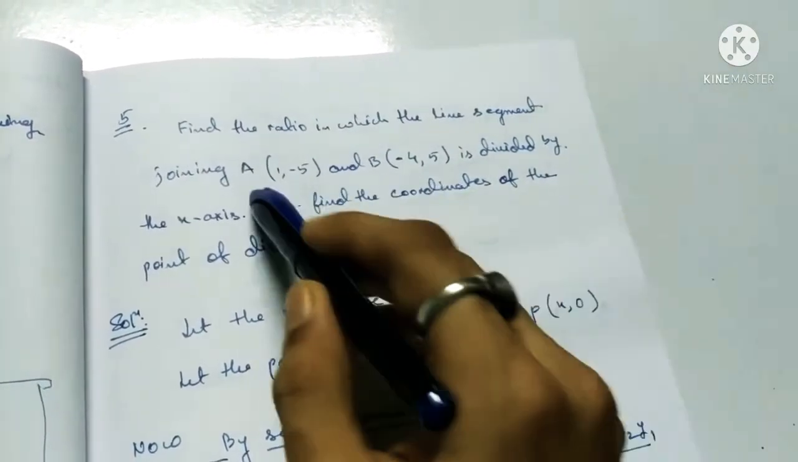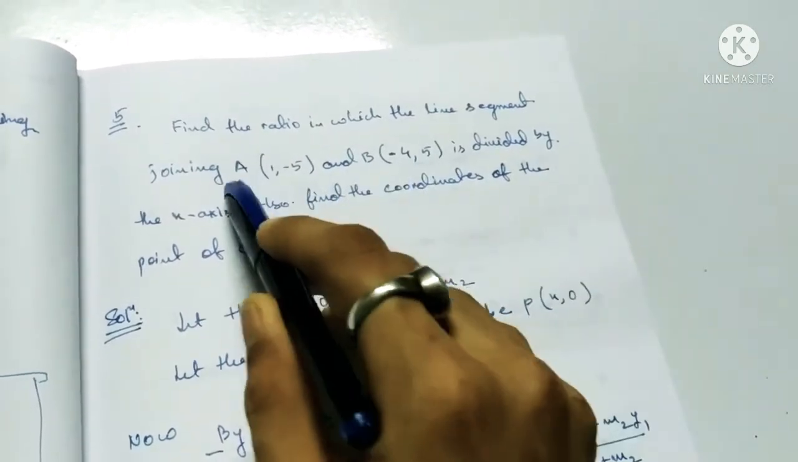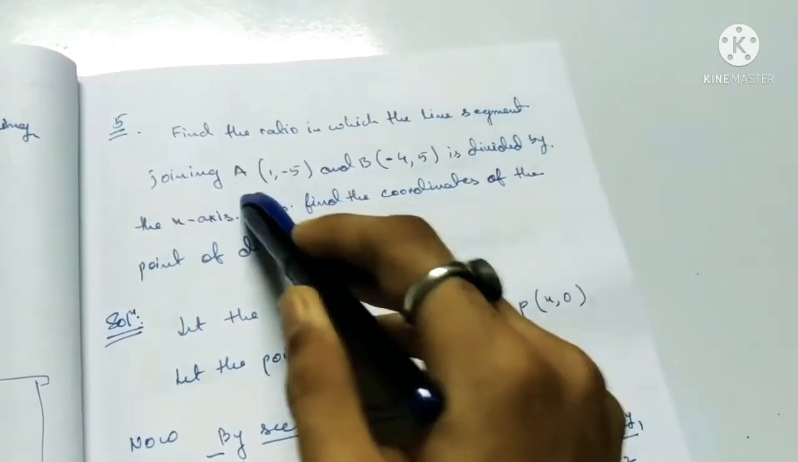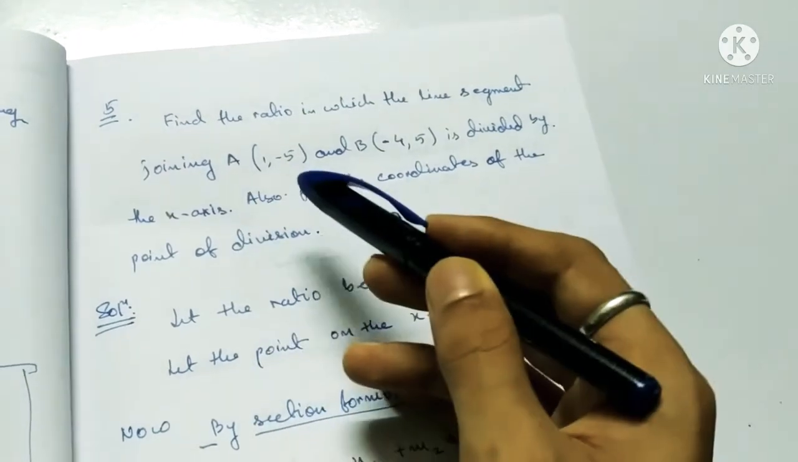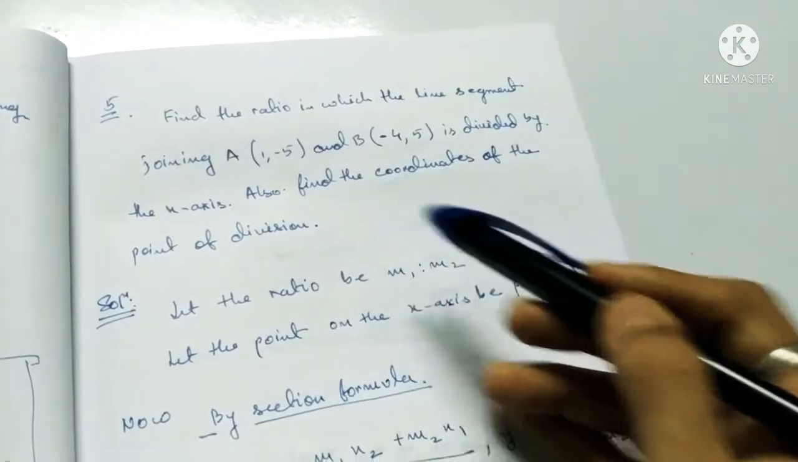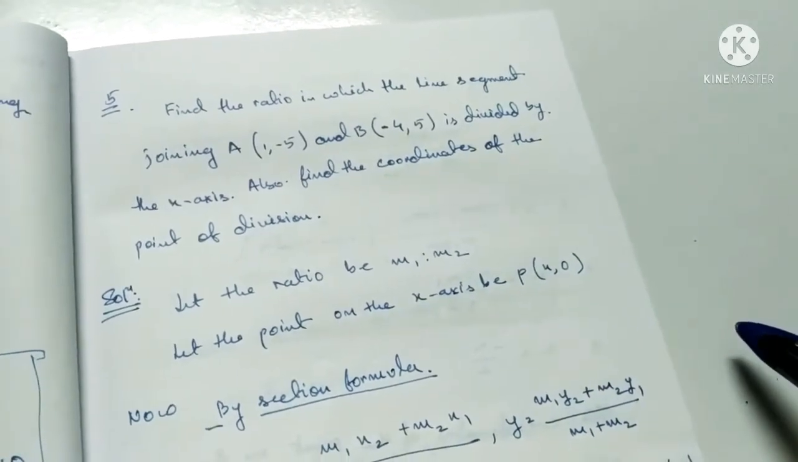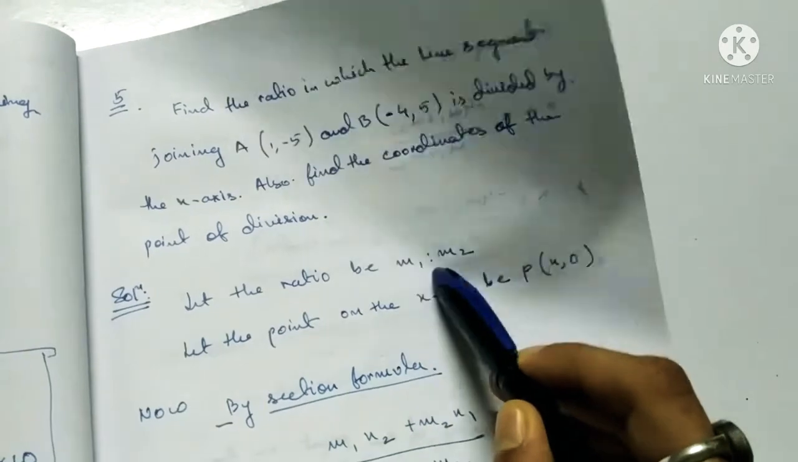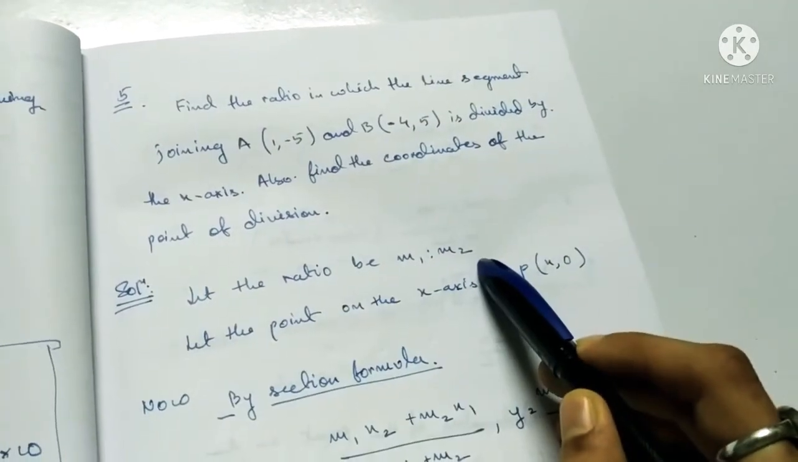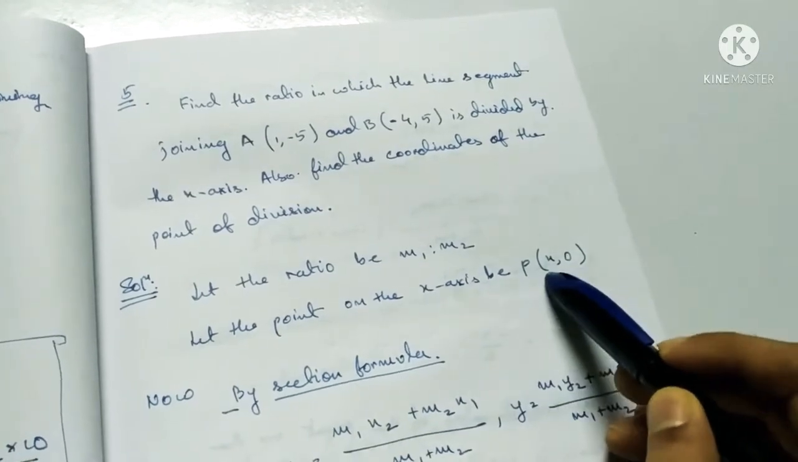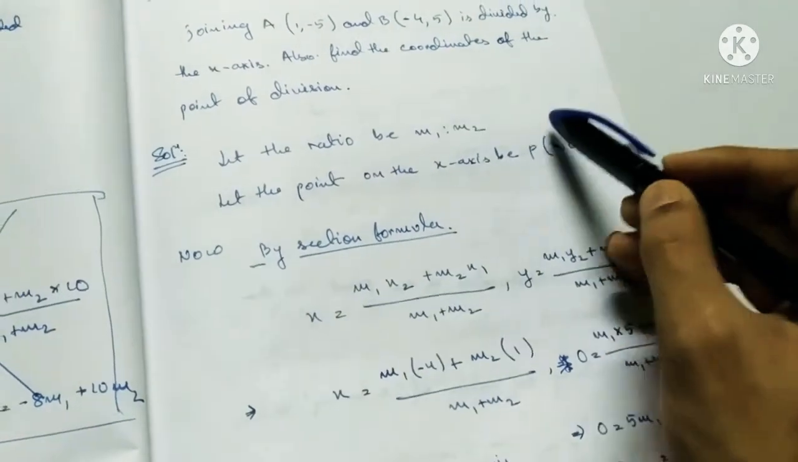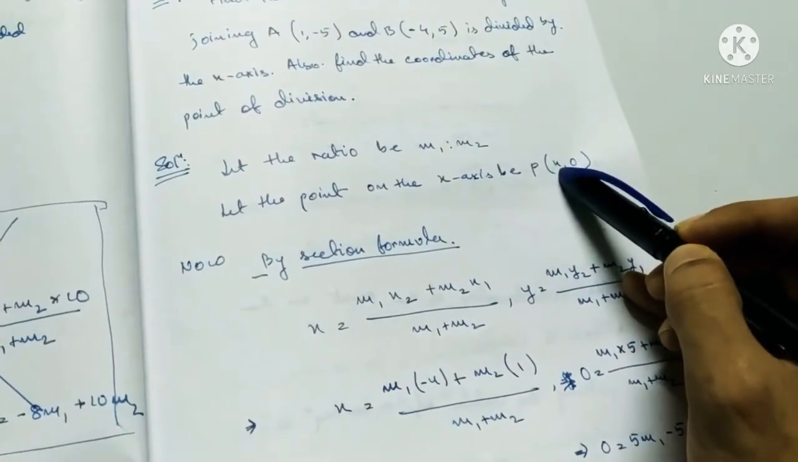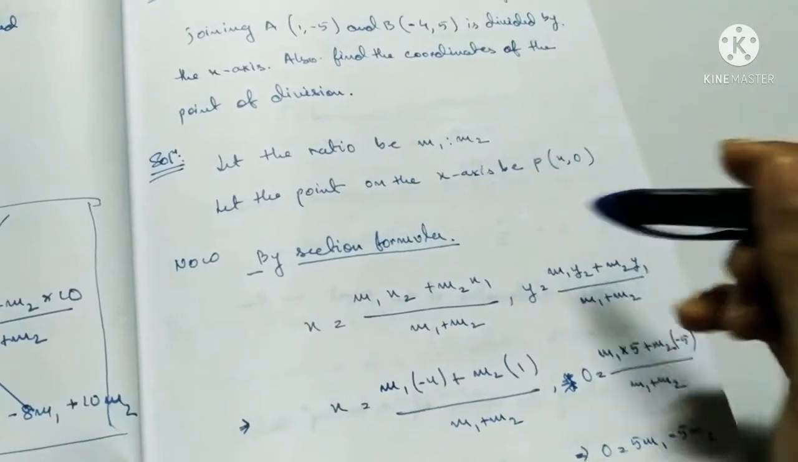Okay, now A and B, this is a line segment. These 2 points are given. AB, if I join it, I will get a line segment. Yes, now this line segment is divided by the x-axis. That means any point on the x-axis, its coordinate will be x, 0. Understand? So first of all in here I have taken, let the ratio be m1 is to m2, and let the point on the x-axis be x, 0. Finished. Now by the section formula, x is equals to this one, y is equals to this one. Yes, so in here x will remain x only because I have taken this x coordinate as small letter x, and the y coordinate will be 0 because the point is on the x-axis.